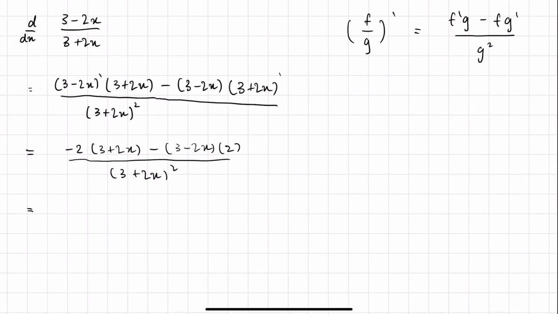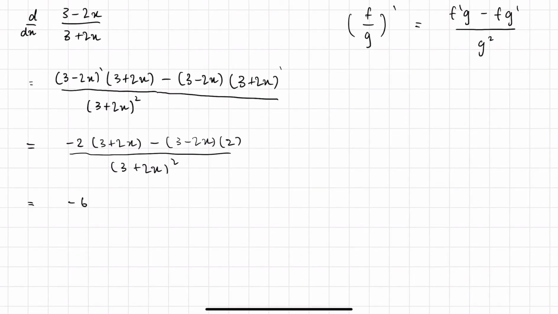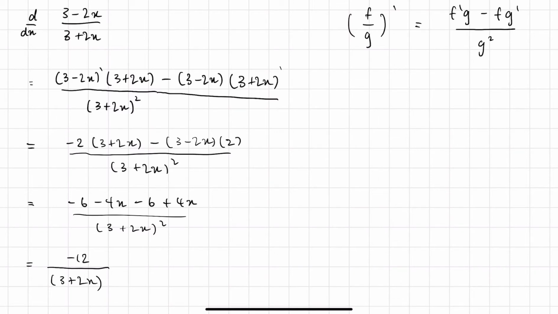The numerator, let's just expand everything. So minus 6 minus 4x minus 6 plus 4x. We have minus 12 and the 4x's cancel out. And this is our result. Okay, so yeah, this is how we use the quotient rule.